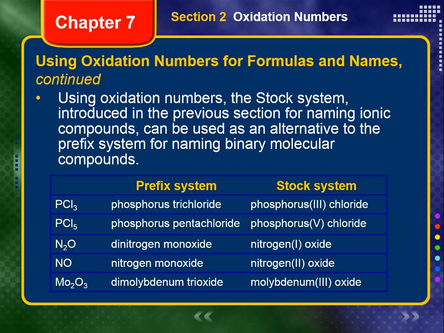The international body that governs nomenclature has endorsed the Stock system, which is more practical for complicated compounds. Prefix-based names and Stock system names are still used interchangeably for many simple compounds, however. A few additional examples of names of both systems are given on the screen now, or at the bottom of page 219 of your text.